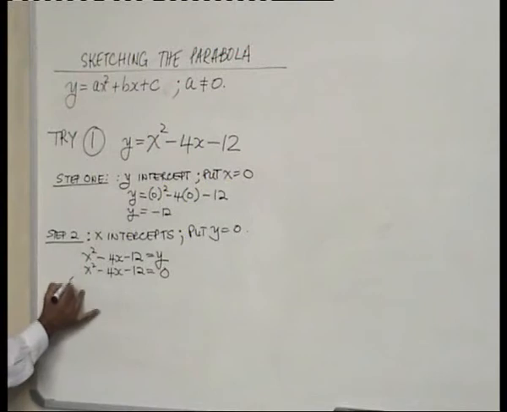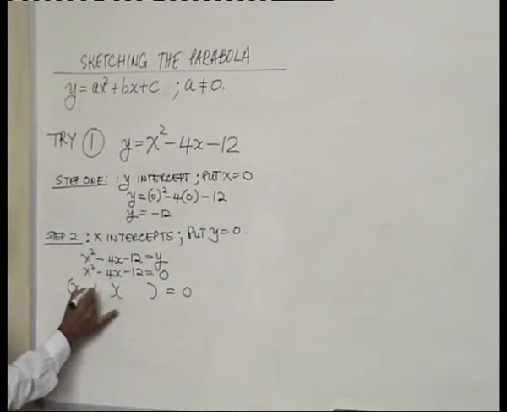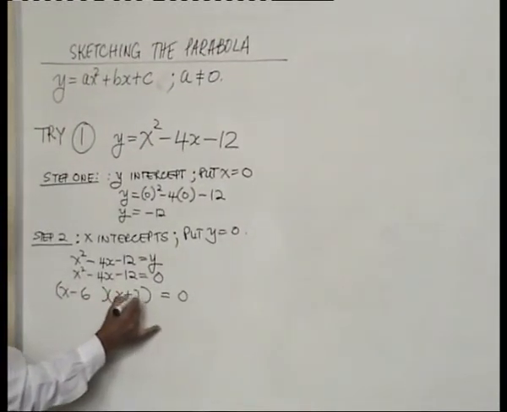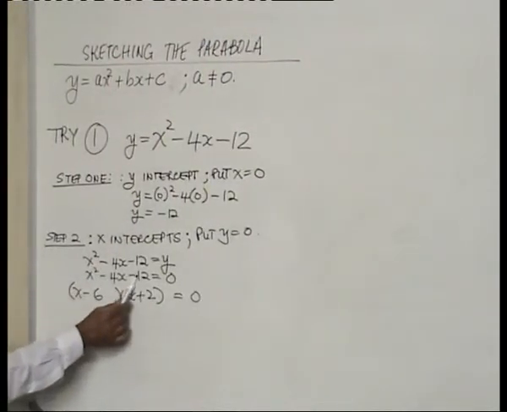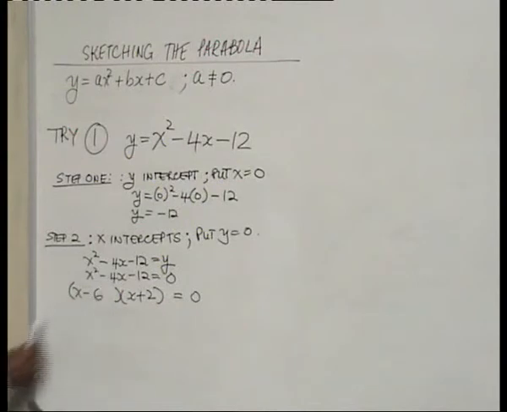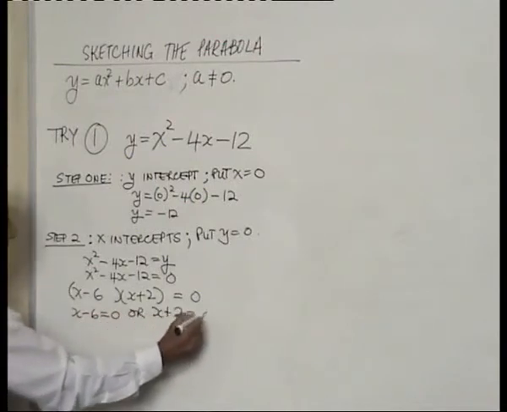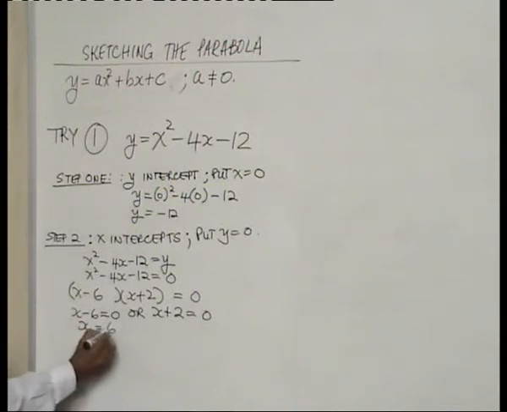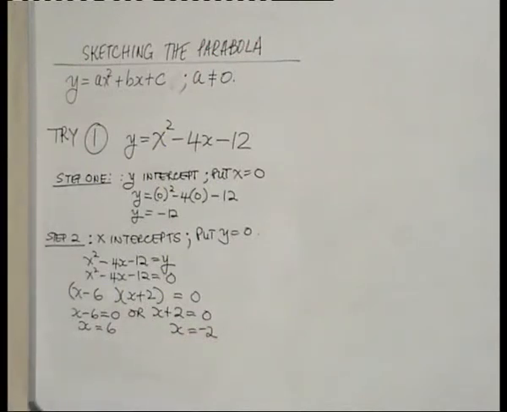Now we have to factorize this. So the factors are (x minus 6)(x plus 2). You must test: x times x, x squared, minus 6 times 2, minus 12. And that gives you minus 6 and plus 2. Add them up, you get minus 4x. And then each bracket will equal 0. Solving this, you get x is equal to 6, x is equal to minus 2. So we have found the x-intercepts, and they are 6 and minus 2.